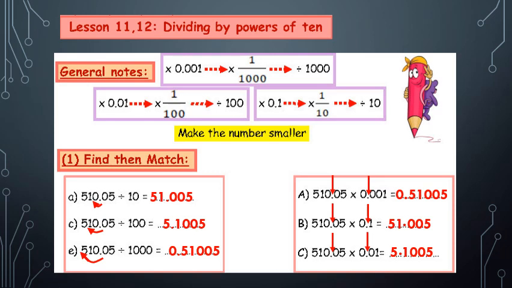Now match. We will see the answers in A equal to answers in B. That means dividing by 10 is equal to multiplying by 1/10. And the answer in C is equal to the answer in C. That means dividing by 100 is equal to multiplying by 1 hundredth. And the last two answers are equal, because dividing by 1000 is equal to multiplying by 1 in thousandths place.